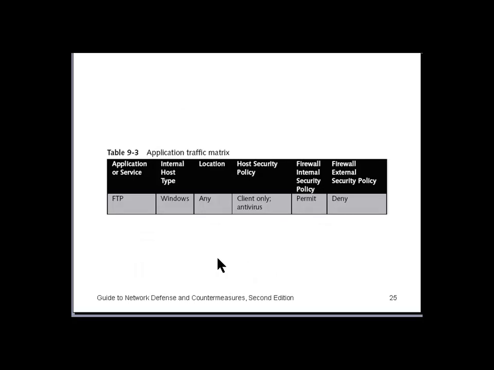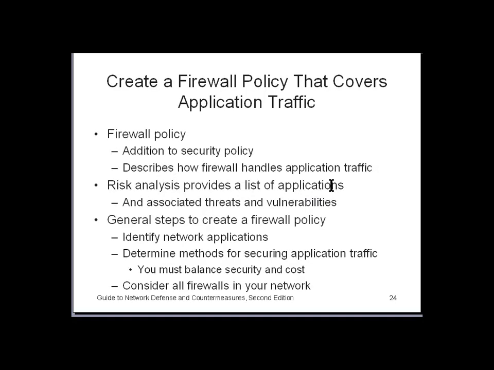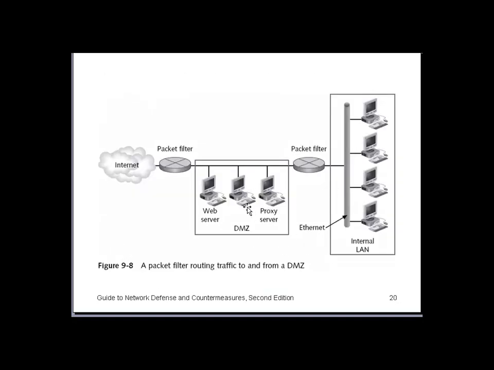Okay, this is an application traffic matrix. Here we're talking about the service FTP. The internal host is Windows, location any. Host security policy client only, antivirus, firewall internal security policy permit, firewall external security policy deny. So what this is saying is that, let's say we're permitting, I don't know why they're using permit here rather than allow like they did before, but we're allowing internal access to the FTP server, but not external. So if this were an FTP server, we're allowing this connection over here, but not this connection here.